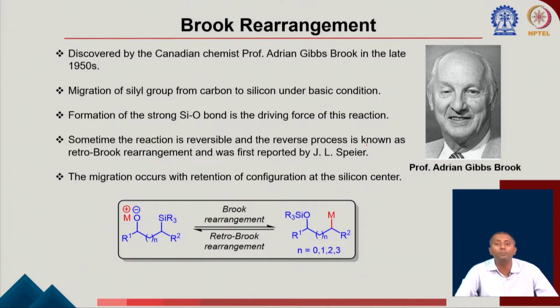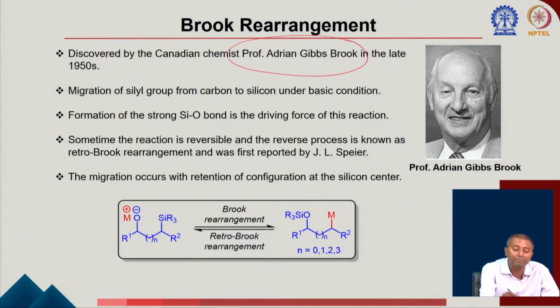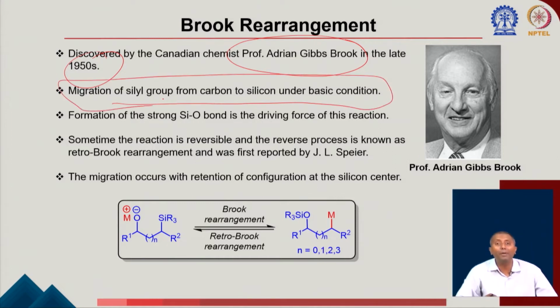So that's all about the Peterson olefination. We are moving to another important reaction called the Brook rearrangement. It was discovered by Canadian chemist Professor Adrian Gibbs Brook in the 1950s. So it's a migration of a silyl group from carbon to oxygen under basic condition. Or if you have an aldehyde, or an acylsilane, you add a nucleophile to the carbonyl, that will generate some sort of O minus species that can also participate in a Brook rearrangement, which we are going to discuss in a minute.